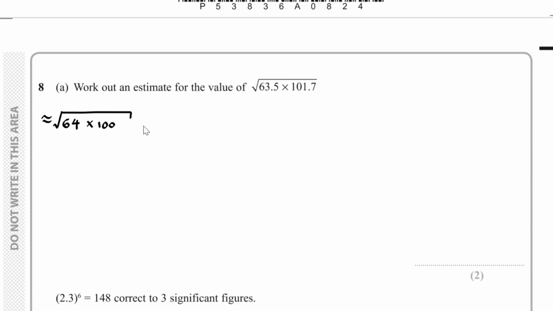So if we work all of this out, of course we can split this up using the laws of surds. We can split this up as root 64 times root 100. Root 64 is equal to 8. Root 100 is equal to 10. Turns out the approximation for this is 80.